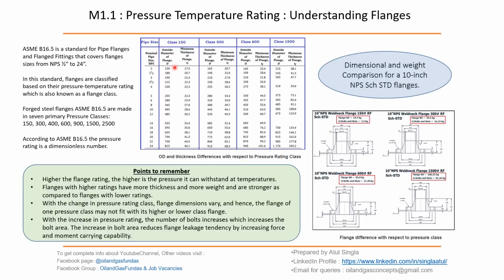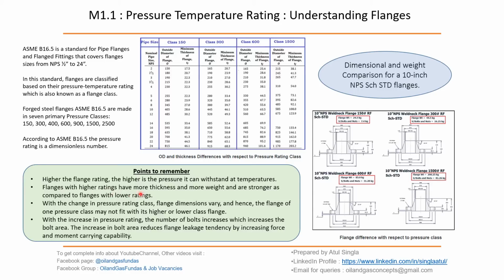If you see, the OD of the flange is increasing, the thickness of the flange is increasing. We are talking about class 150. Same is the case for all these classes. As the size increases, there is increase in OD, there is increase in thickness. So higher the flange rating, higher is the pressure it can withstand at a temperature. If we are working at a particular temperature, then higher the class, more pressure it can withstand. Thickness is increasing, size is increasing, so it can withstand more pressure.